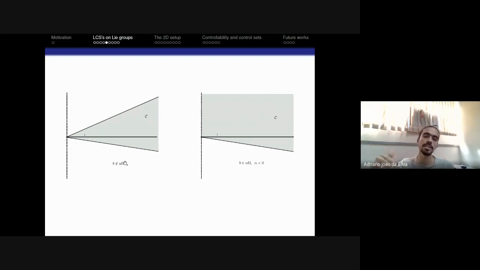Remember that omega is basically the control range, where you get your controls to concatenate. And alpha here is some real number that's associated to the left invariant vector field. And B is exactly the eigenvalue of the matrix associated with the linear vector field. Okay, so here you have a relationship saying that when this eigenvalue does not belong to alpha times your range, you have this kind of control set.